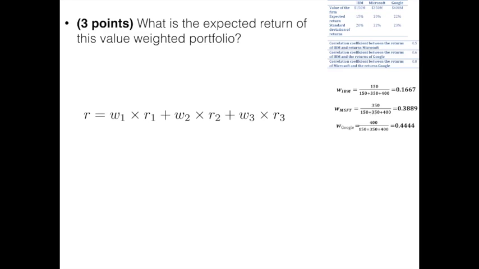Weights will be 16.67% goes into IBM, 38.89% into Microsoft, and 44.44% goes into Google. So in other words, 16.67% times the expected return of IBM, plus 38.89% that goes into Microsoft times the 20%, which is the expected return of Microsoft, plus 44.44%, which is the percentage that you invest into Google, times the 22%, which is the expected return of Google. So this would be the expected return of your portfolio.